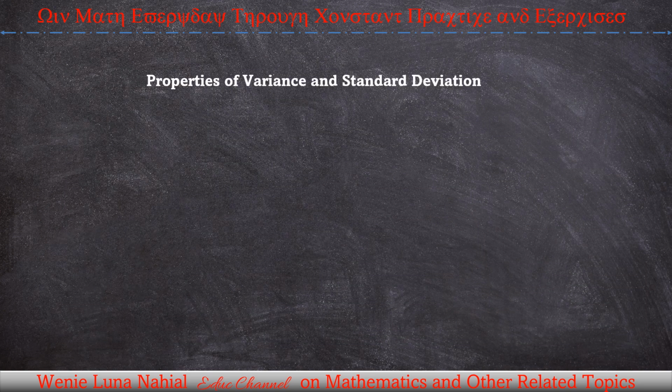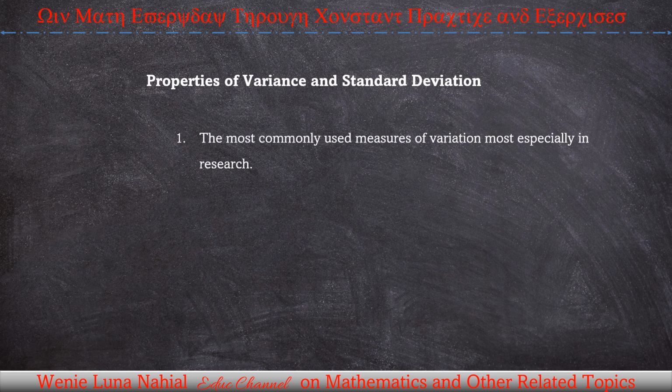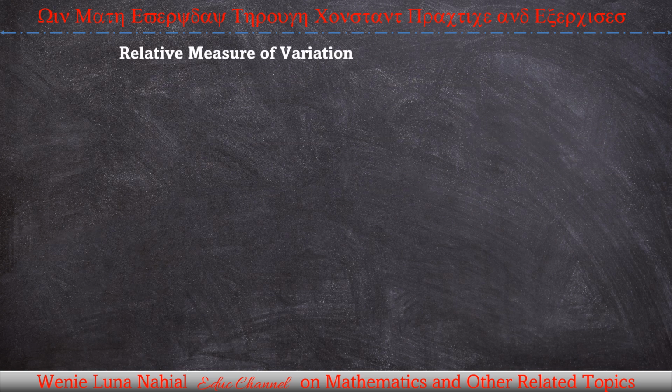Properties of variance and standard deviation. The most commonly used measure of variation, most especially in research. It shows variation of the individual scores about the mean. Relative measure of variation. So we are done with the absolute measures of variation. Now we have relative measure of variation.